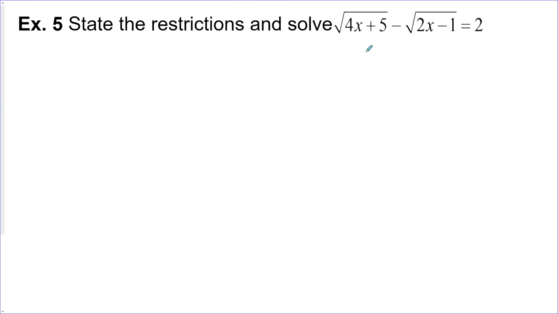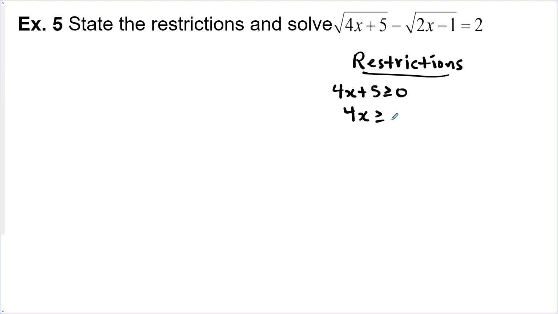Example 5, we now have two radicals. So when we do our restrictions, we're going to have to look at them both. First we'll do this one. 4x plus 5 needs to be greater than or equal to 0. So 4x needs to be greater than or equal to negative 5. Divide both sides by 4. x needs to be greater than or equal to negative 5 over 4.